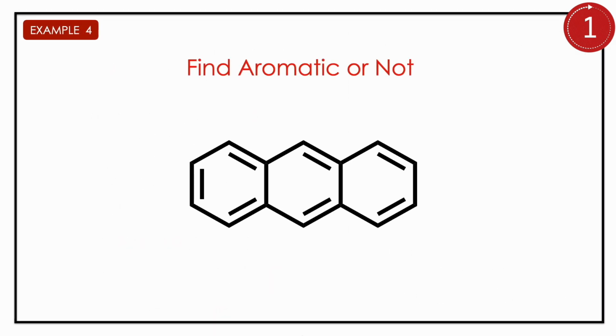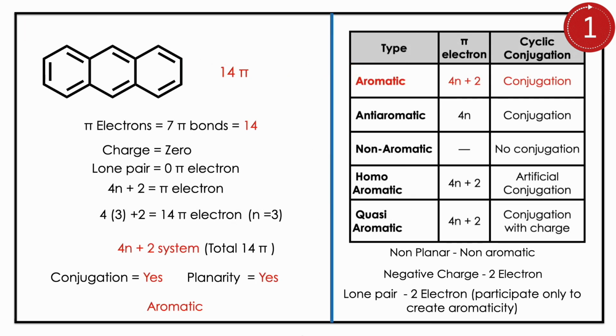Then example 4, you have an anthracene system, 3 benzene rings connected together. You should find whether the compound is aromatic or not. Here you should count the pi bonds, totally 7 pi bonds, so 14 pi electrons. No charge is there, so charge is 0. Lone pair is not there, so 0 pi electrons. So totally 14 pi electrons means it's a 4n plus 2 system with n equals 3. Conjugation, definitely it is there. Planarity is also there because all are sp2 carbons. So the ring is aromatic. So the given compound is aromatic.